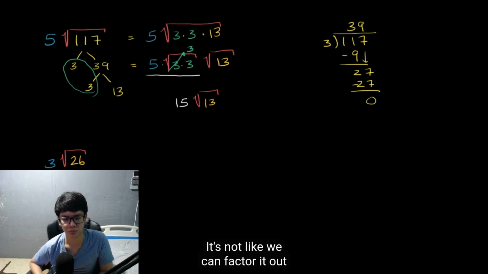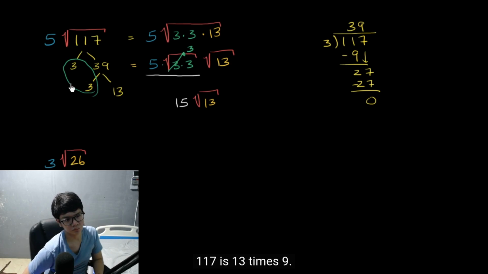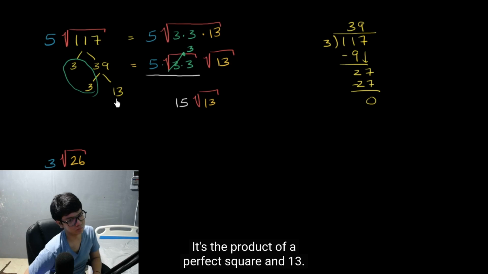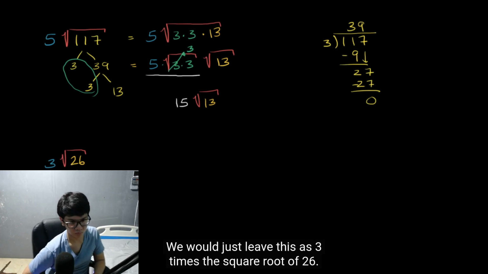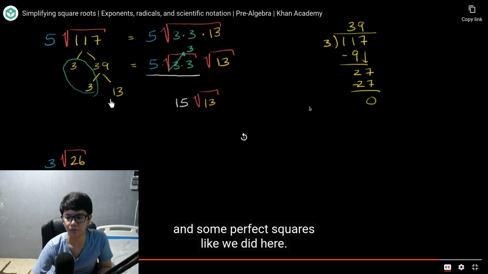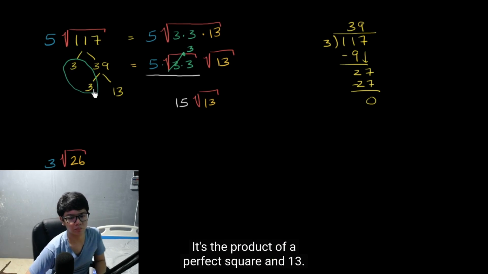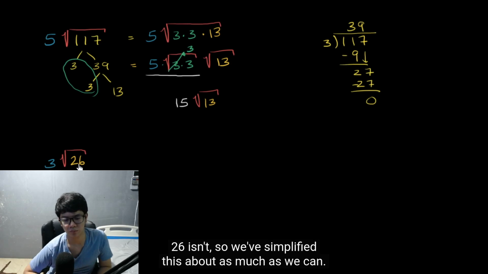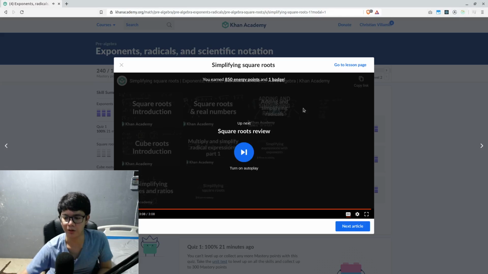It's not like we can factor it out as some other numbers and some perfect squares like we did here. 117 is 13 times 9. It's the product of a perfect square and 13. 26 isn't. So we've simplified this about as much as we can. We would just leave this as 3 times the square root of 26. And we're done.